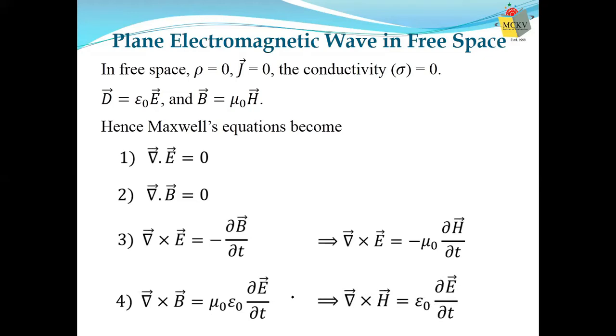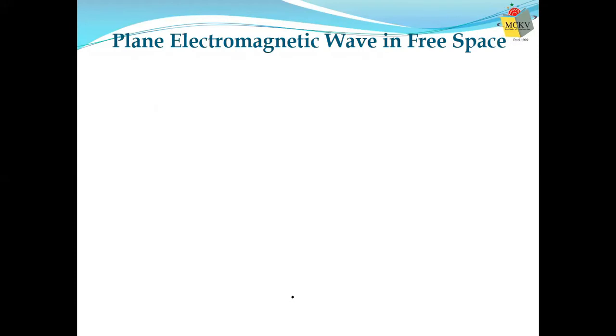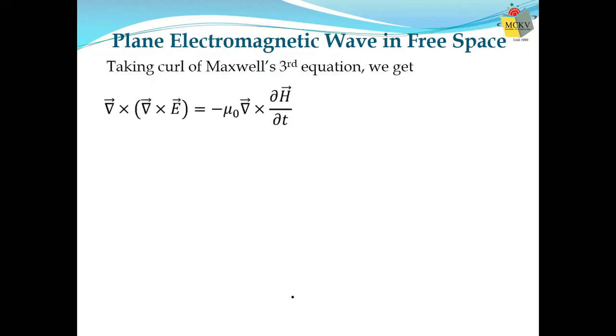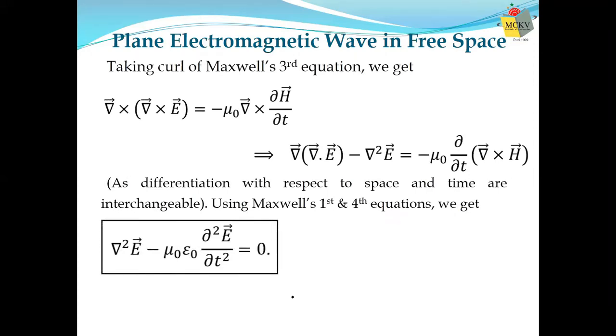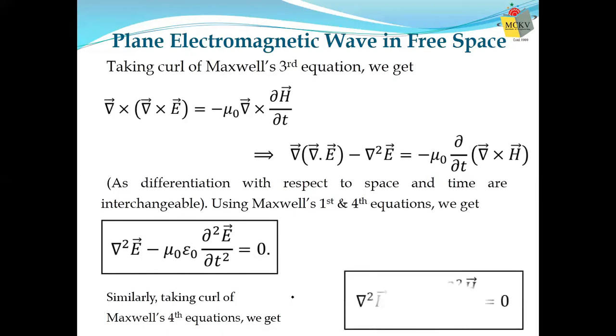So in terms of H and D, it is curl H equals epsilon naught del E by del t. Then we have taken the curl of Maxwell's third equation and we have decoupled it in this form. And the result is a second order differential equation in E. Similarly, if we start with Maxwell's fourth equation and take the curl, we get the wave equation in terms of H: del squared H equals mu naught epsilon naught del squared H by del t squared.